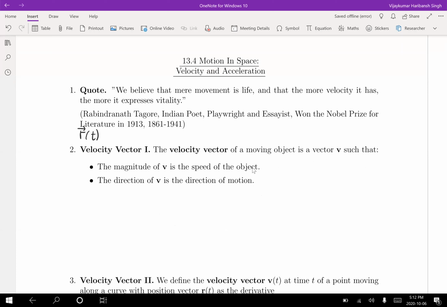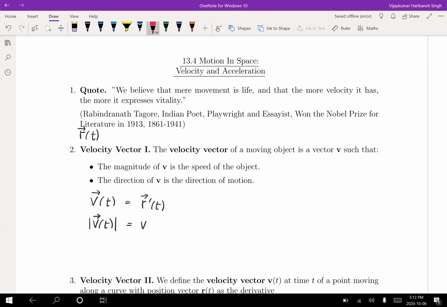Then the velocity v of t is simply the derivative of the position, and the magnitude of this velocity vector will be given as v. So I'm going to use v without an arrow on top to mean speed.